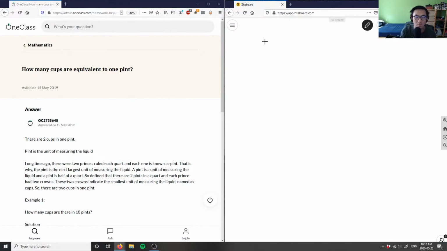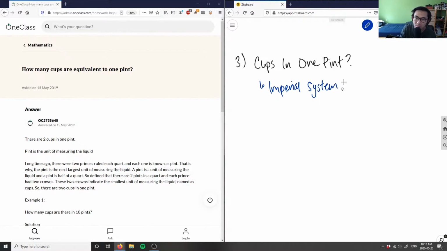How many cups are equivalent to 1 pint? Cups in 1 pint. So again, what we're doing now is we are working in the imperial system, and we are measuring volume here. So what we want to do here is look at the imperial system.